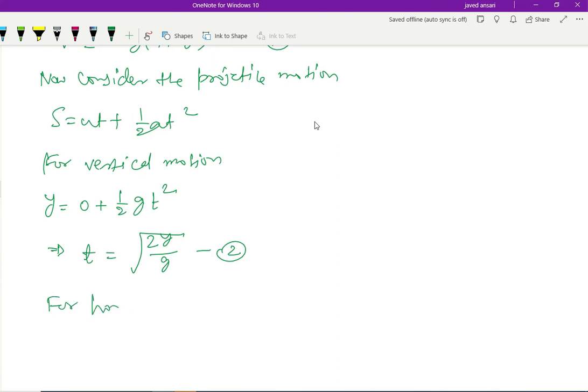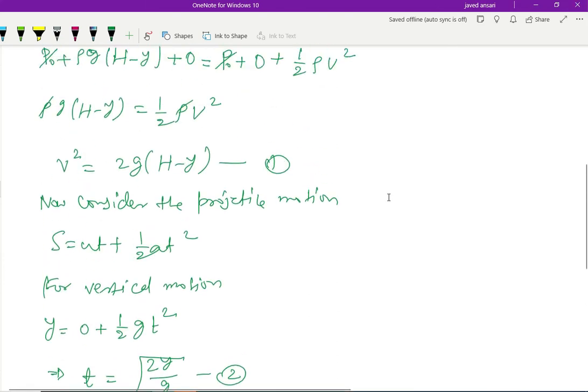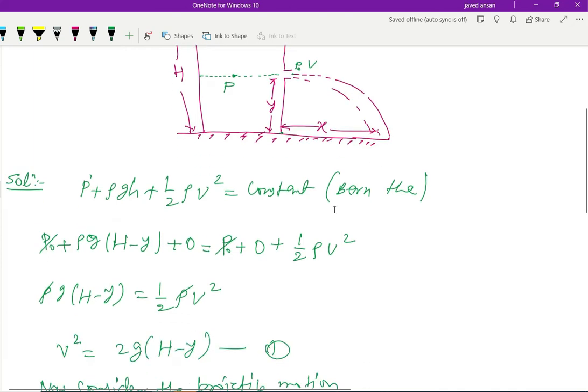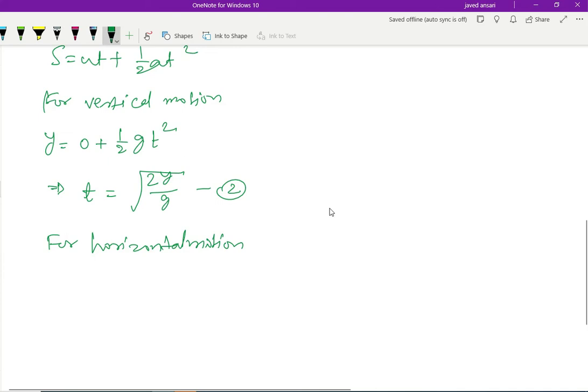For horizontal motion, now let's see. Initial velocity is v, but there is no acceleration in the horizontal direction, because gravity acts vertically. And s is nothing but x, the distance up to which it strikes the ground. So x equals ut, which is vt, plus half at square, but a is 0, so this term becomes 0.